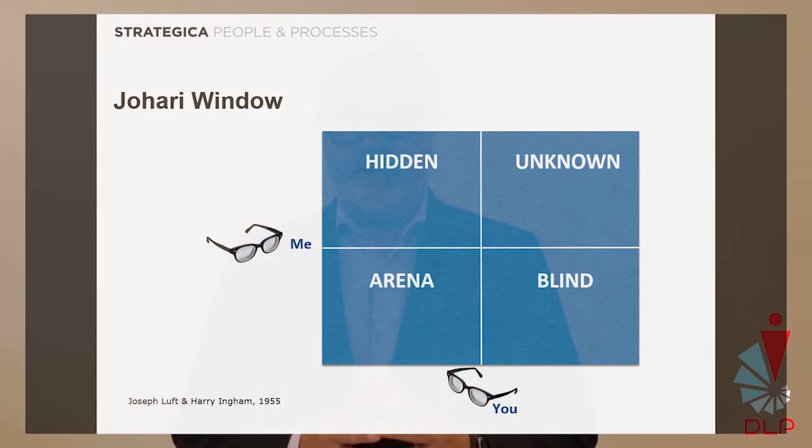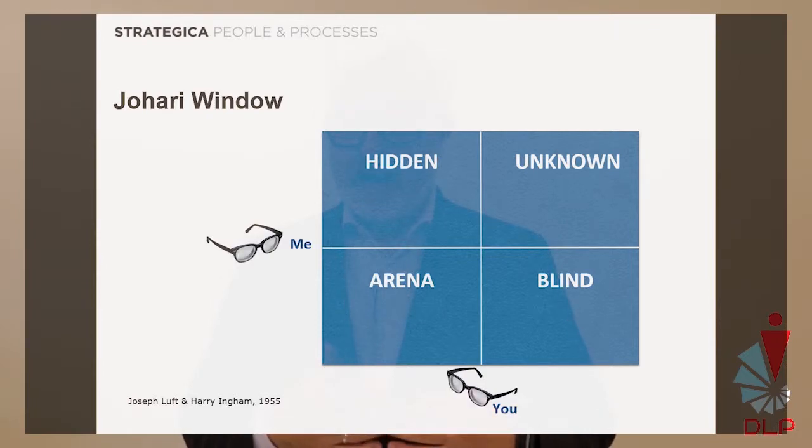Above the arena there is another room which is called the hidden room, and that's because I hide it from you, and I need the hidden room. I can't let you know everything about myself, and I'm sure you don't want to know it either. All people need a private space, a corner in that house of yours, which is only yours. But it doesn't have to be so big.